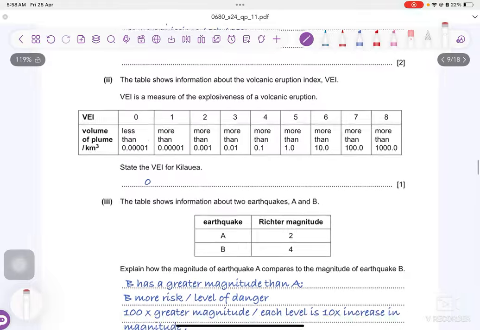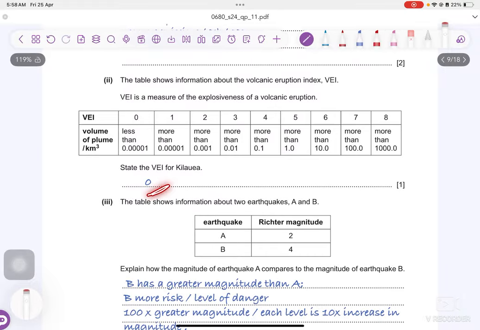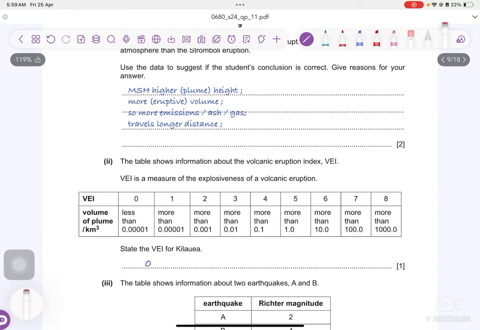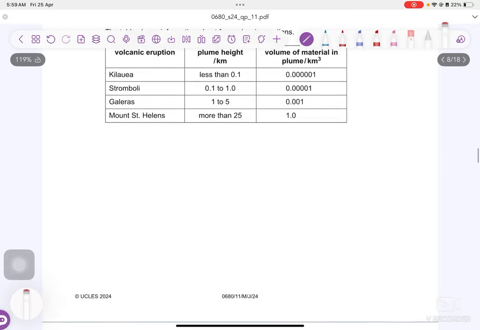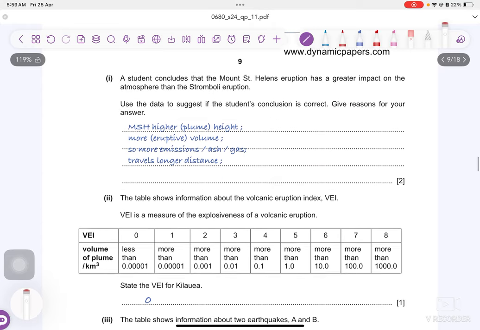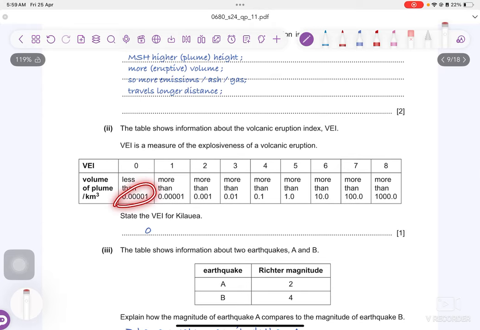Okay, this question is easy. They're talking about the volcanic eruption index, okay? And they're asking for the Kilauea one. How do you know this? By these numbers, okay? Because I don't know if I'm pronouncing it right, but that Kilauea, whatever, got the least, okay, got the point? So it's 0.